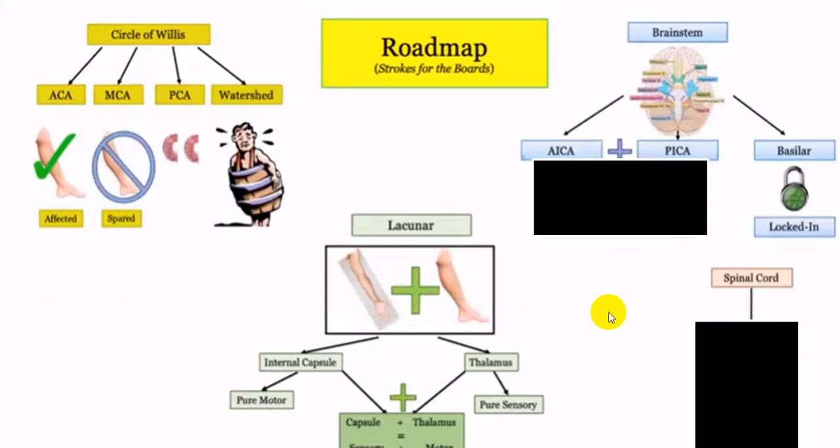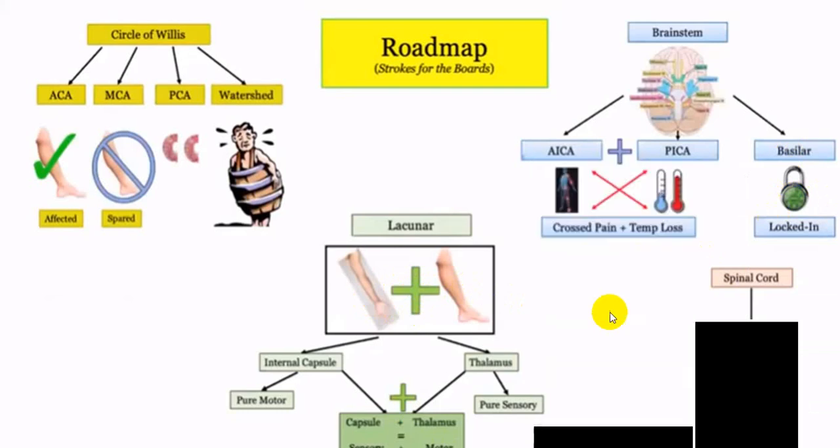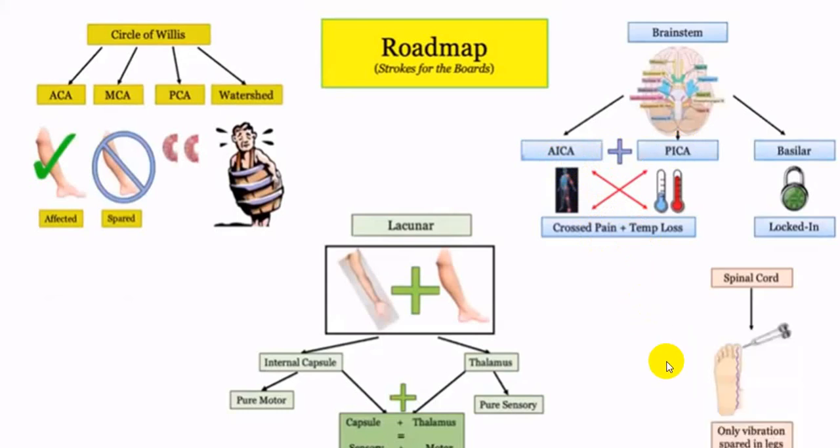In anterior basilar artery, you will get locked-in syndrome. If you get brainstem involvement, it will be crossed damage. You will have a crossed pain and temperature loss. It will be anterior inferior cerebellar artery plus PICA, that is posterior inferior cerebellar artery. And if there is a spinal cord involvement, you will have only vibration spared in the legs.